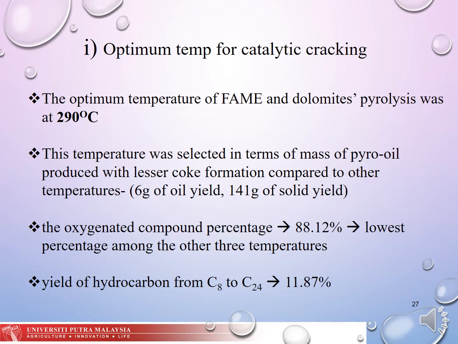Okay, therefore, the optimum temperature of flame and dolomite pyrolysis was obtained, which is at 290 degrees Celsius. The first reason why we chose 290 as the optimum temperature was because the yield of the oil was high, which is 6 gram compared to the other temperatures, and also the solid yield was considered low compared to the other temperatures, which is 141 gram. Besides, it also produces the lowest percentage of oxygenated compound compared to the other three temperatures, which is 88.12%, and also the highest yield of hydrocarbon at 290 degrees Celsius, which is 11.87%.